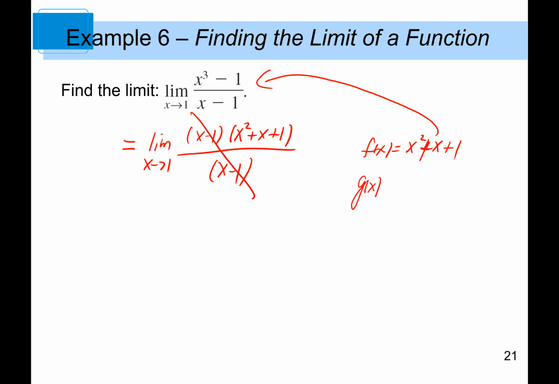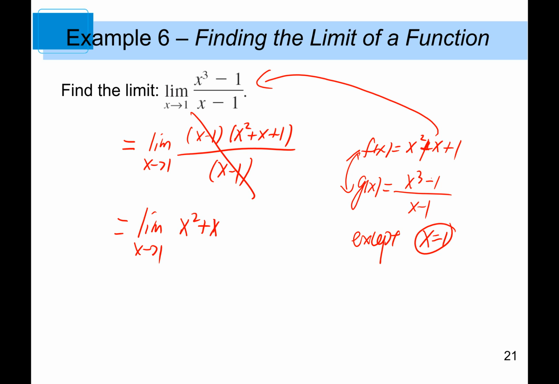So it's exactly the same as x cubed minus 1 over x minus 1, except when x equals 1. Okay? Because for this original function, g of x, x cannot be equal to 1. But for the f of x, x could be equal to 1. So these two functions basically are equivalent, except at x equals 1. Now the limit of g of x becomes the limit of f of x, which is x squared plus x plus 1. Since it's a second degree polynomial function, we can do direct substitution. So it becomes 1 squared plus 1 plus 1, which gives us 3. So the limit when x approaches 1 for x cubed minus 1 over x minus 1 is equal to 3.